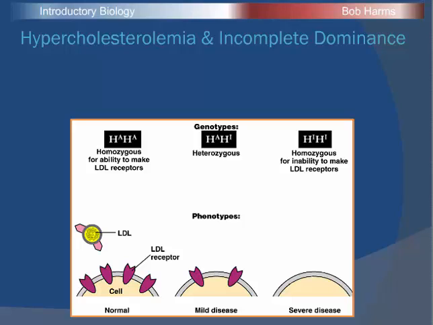But if you're having a lot of fat in your diet, your cells are not very efficient at removing the fat. Some of those LDLs stay in your blood plasma, and we're going to see high cholesterol levels. And so this is a direct result of this incomplete dominance inheritance pattern.